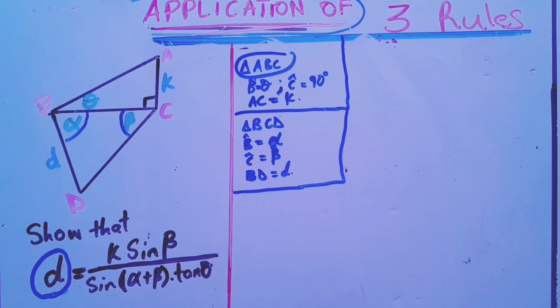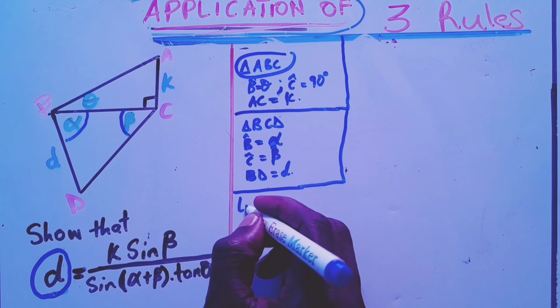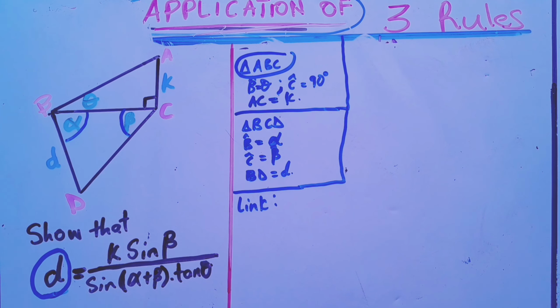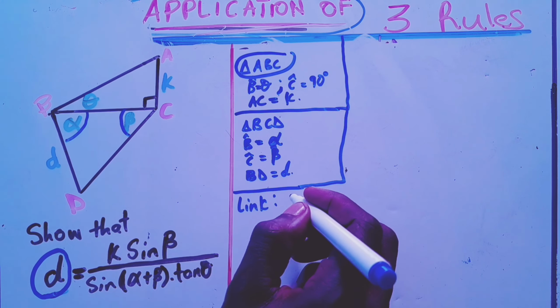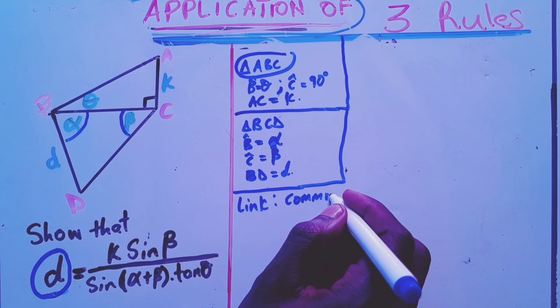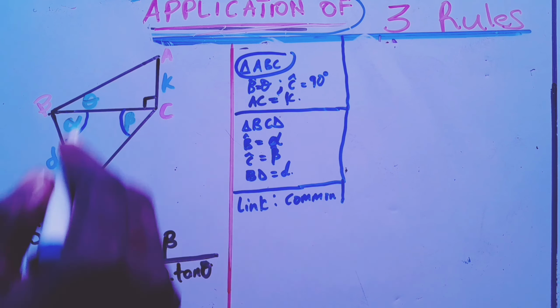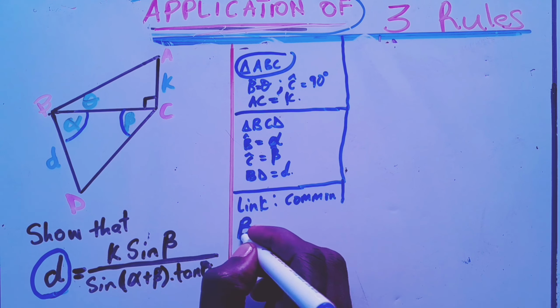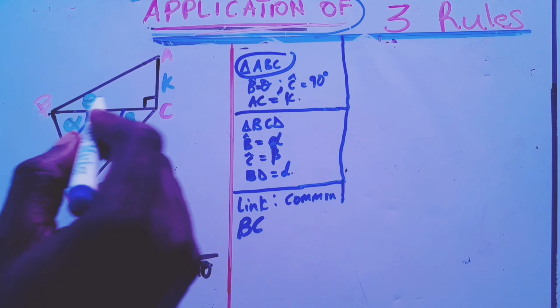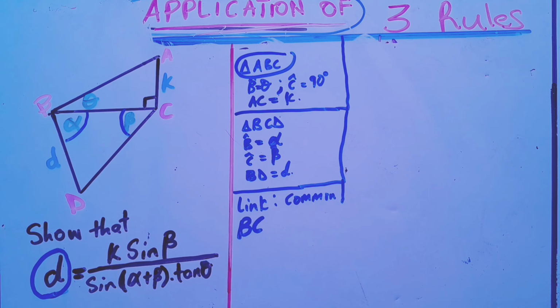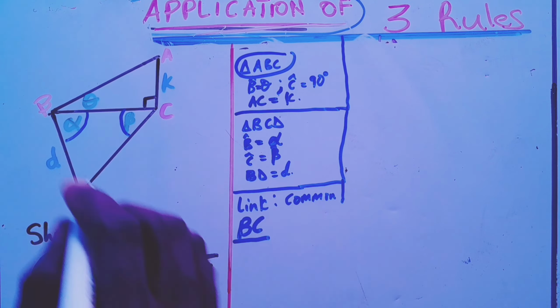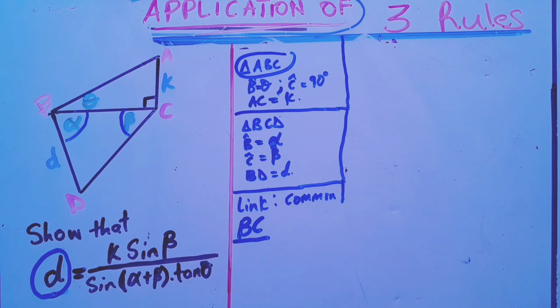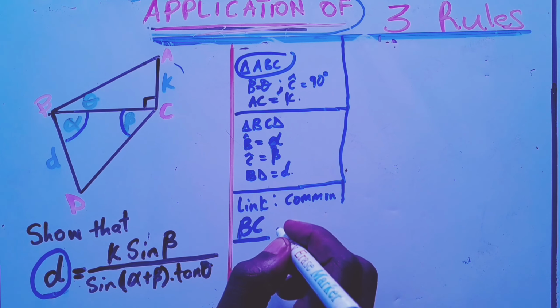So now after checking the information that you're given, you check the link. What is the link between these two triangles, right? So we check the links or the common, right? So what is common in these triangles is that they both have line BC, right? So they have line BC in this triangle and line BC in that triangle. If that's the situation, if you have the line that is common, it means that we'll try to use all the methods that we can to find BC in relation to what is in triangle ABC.